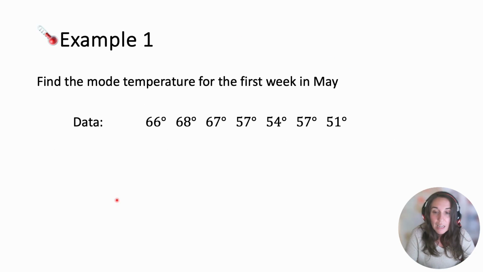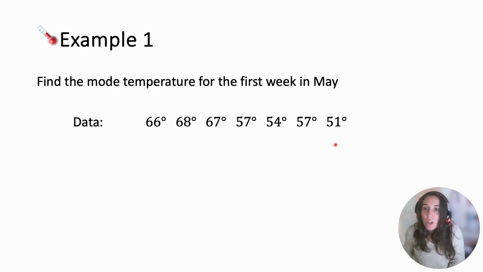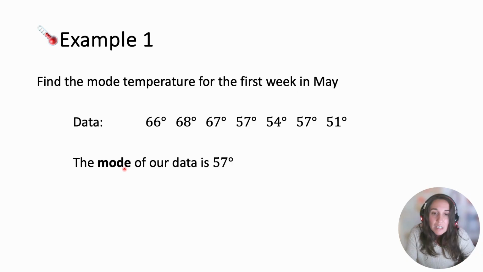So going back to that same data set that we've been looking at, if we want to find the mode temperature for the first week in May, we're going to look at our data here, list the data and tally the frequencies. Okay, so if we do that, we can see that the mode of our data is 57 degrees. It's the only data point that shows up twice here, right? Every other temperature shows up only once. And so since 57 degrees shows up the most often, it is our mode.